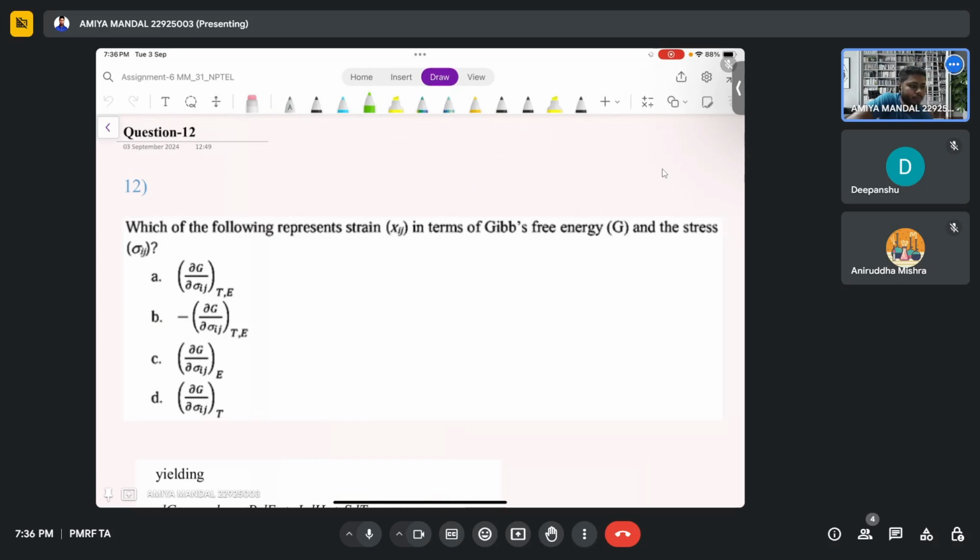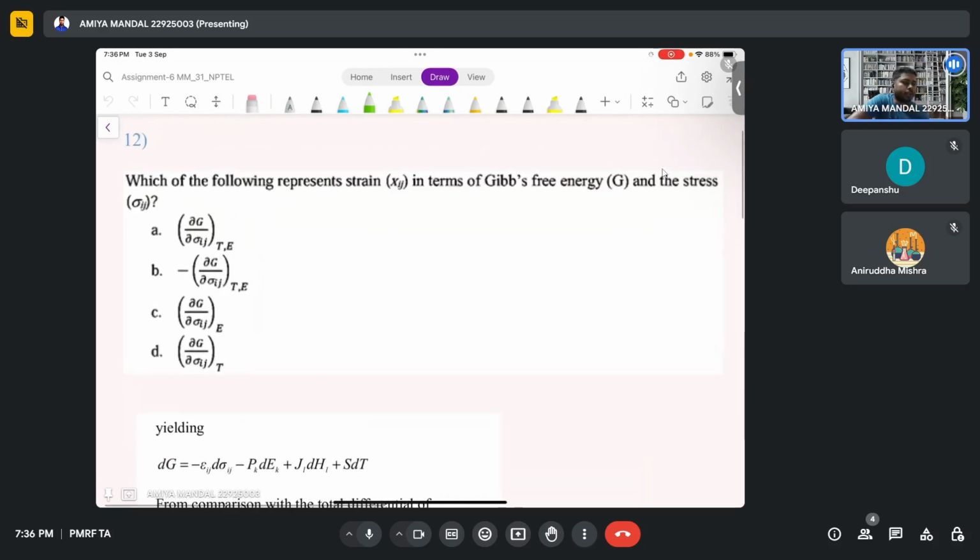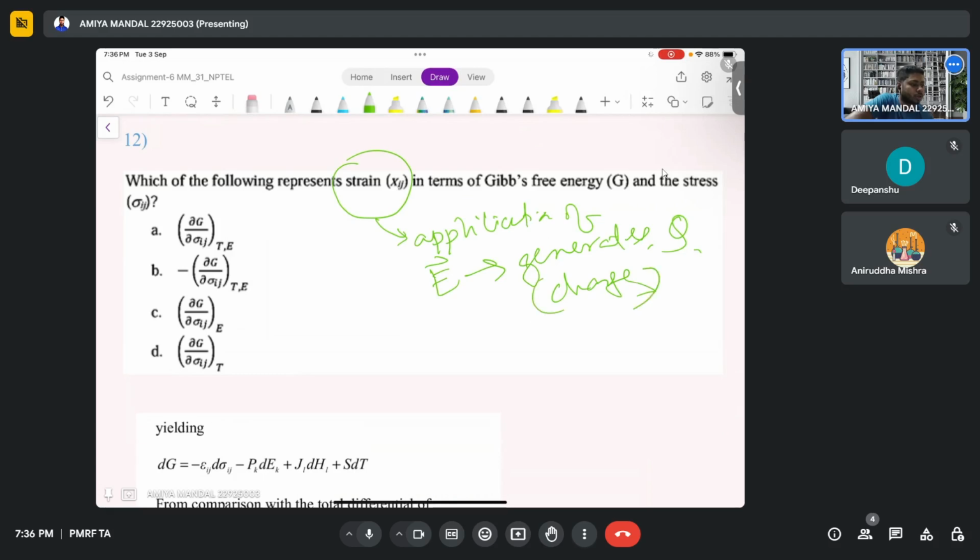Question number 12. Now, representation of the strain field. This is nothing but strain coming from the application of an electric field, which generates charge, and this charge generates strain.